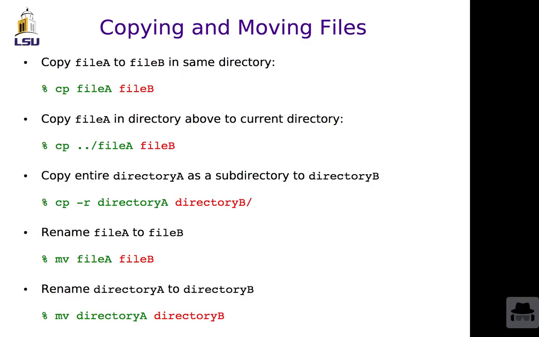If you want to copy a full directory, you have to use -R. By default, cp just assumes that you're copying a single file. If you do cp and a directory name, and then some other directory name that you want to copy it to, it'll give you an error. So you have to do -R. Here, this is copying everything recursively in directory A to a new directory called directory B. Well, I guess if directory B existed, it would use the existing directory.